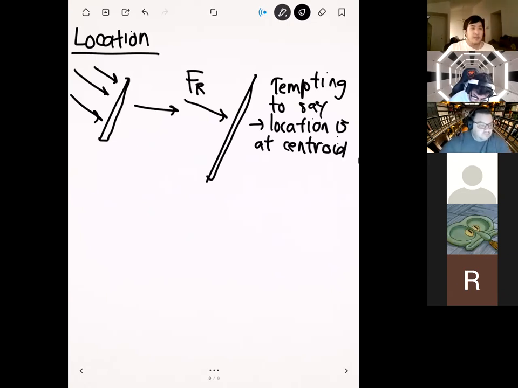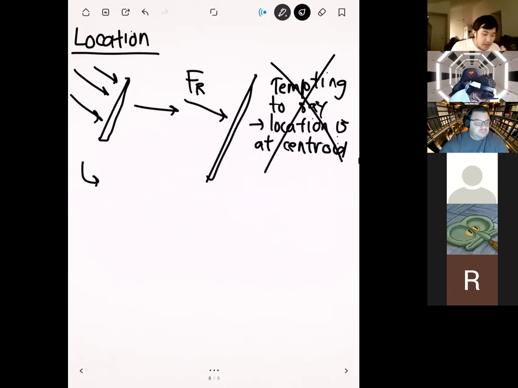It's tempting because we compute the magnitude from the centroid, so it's only natural to think that the location of this force will also be at the centroid, right? But I want to tell you to resist this temptation, because it's false. And why is it false? The reason is that we know the pressure force increases with depth.